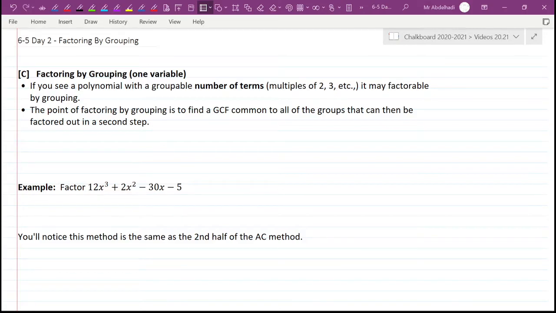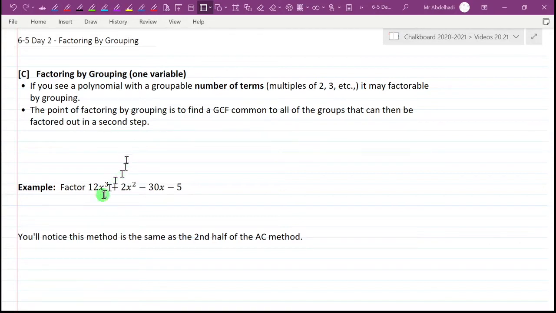Okay, welcome back. Today we're going to be learning a new factoring method called factoring by grouping. Now, we've been using factoring by grouping as part of the AC method for a long time now. We're just going to expand upon that for scenarios other than the AC method. Factoring by grouping works when you have a groupable number of terms.